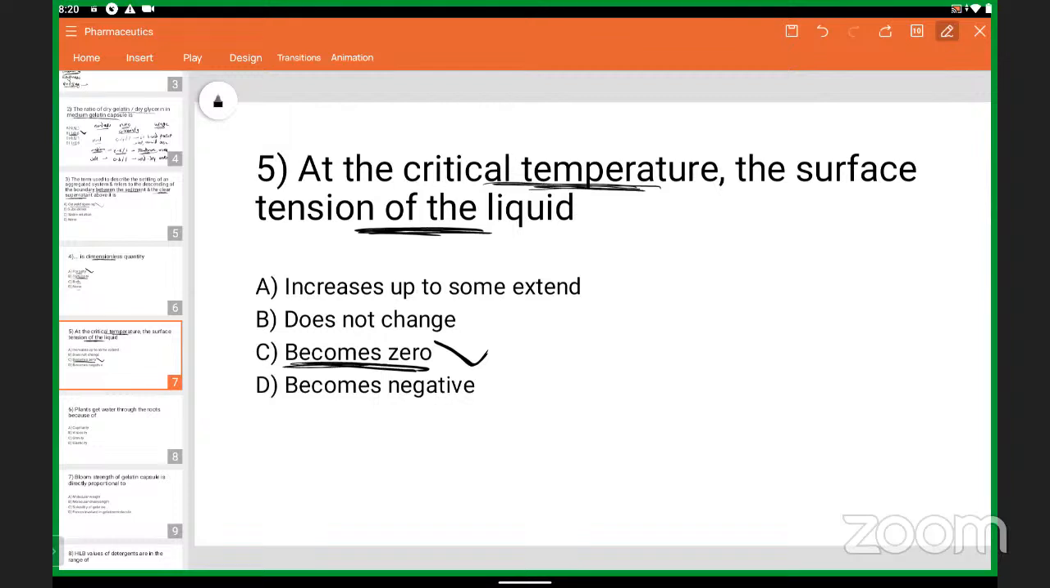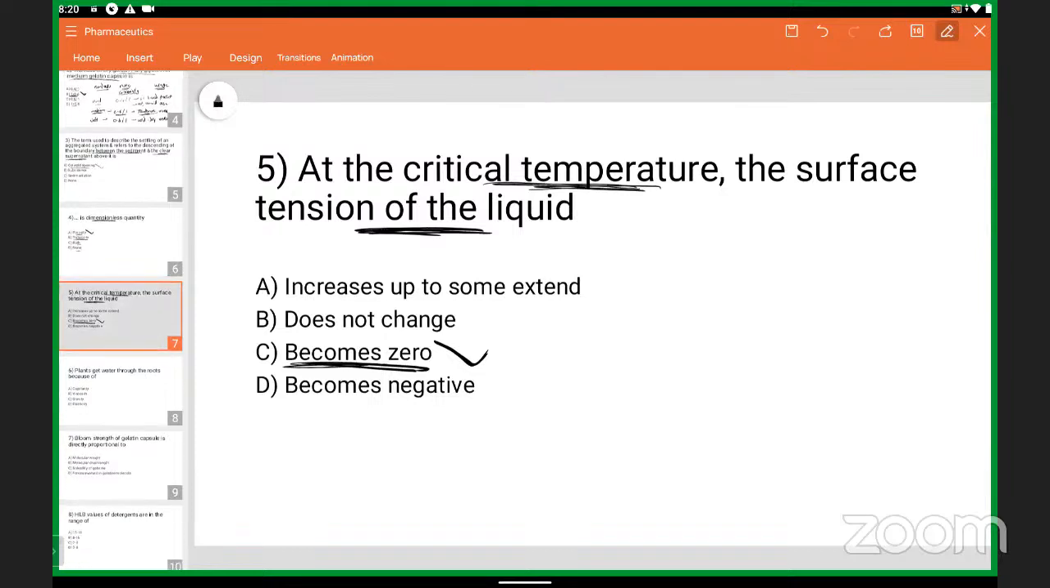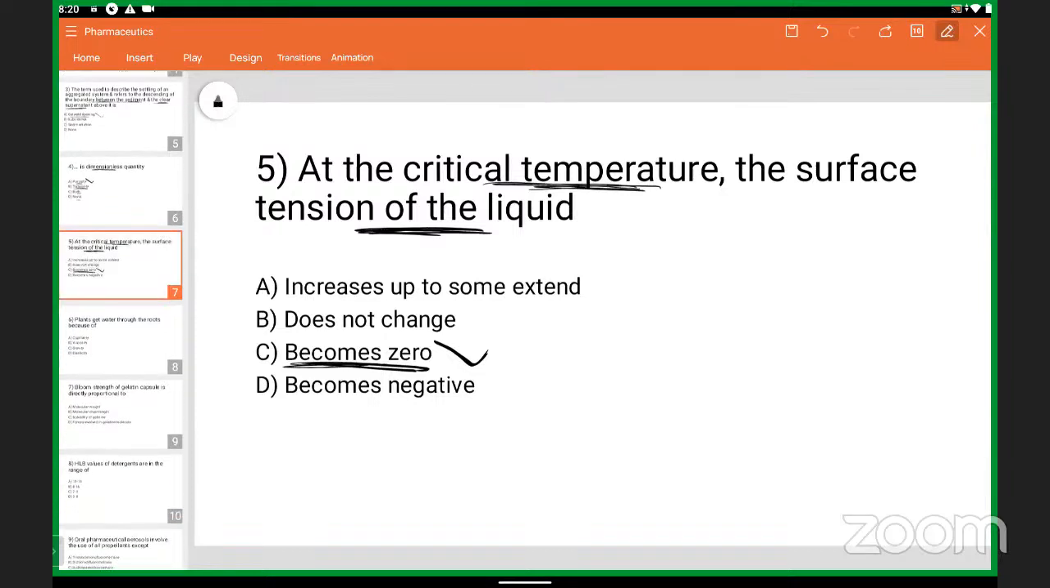Okay, so again this is the one factual question only you need to consider about. So option C is the right one. It does not increase, it does not change, or it becomes negative. तीनों options में qualify नहीं होते. Option C is the right one.